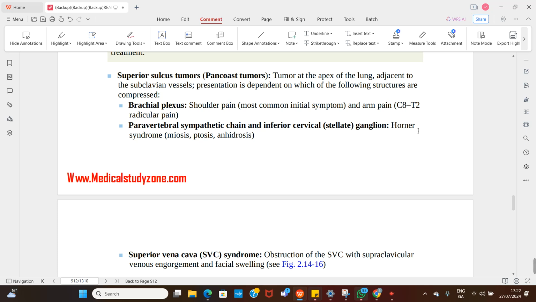What supplies the levator muscle? The third nerve. So this is not sympathetic. So why are they having ptosis?